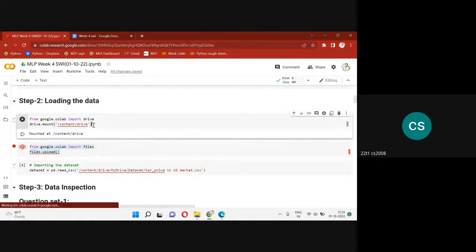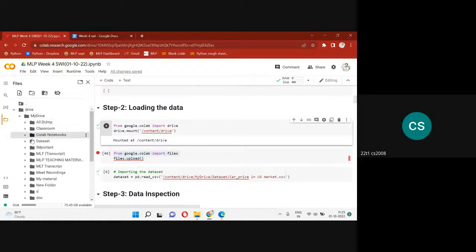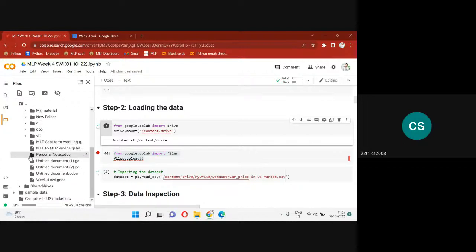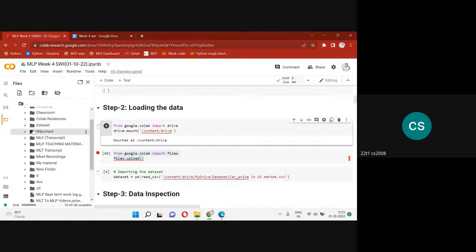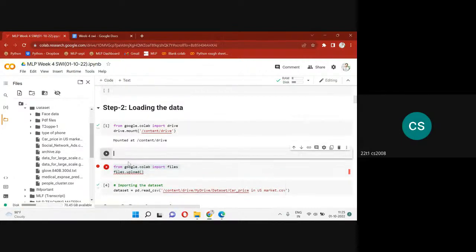If you are using this one, then here you will see these options. Here you can click on the drive, and this is My Drive, and from here I think we can see, okay, here is the dataset. Here I can see this is the car price in the US market. From here I can click on this copy path, and this can be another way.